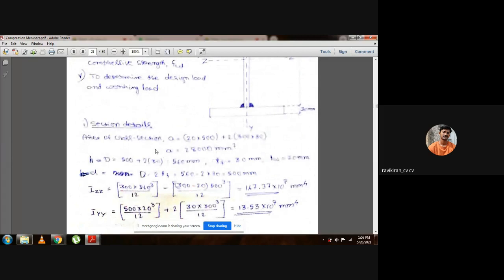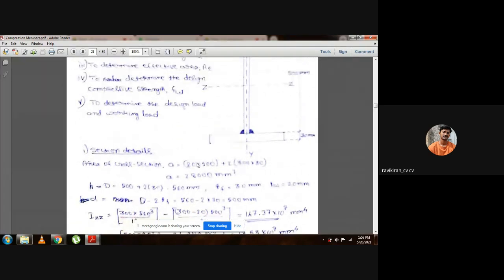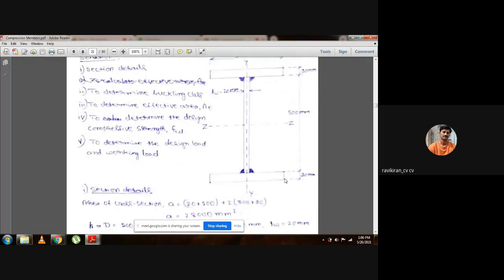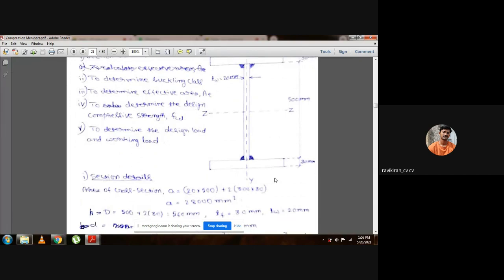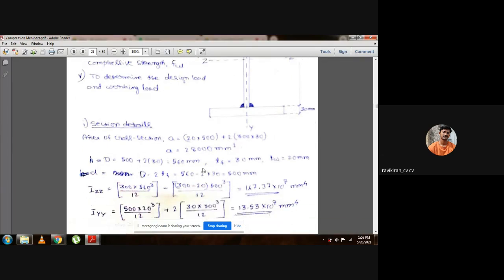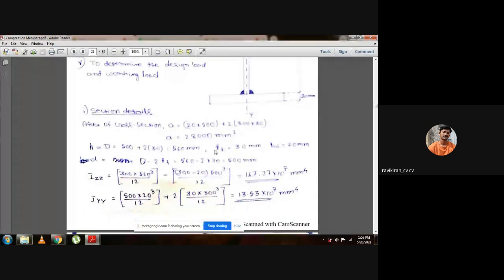What is area of cross section? Firstly, we need to calculate the total area. So section is given as, see here, 300 by 30, and this is 500, thickness is 20. Same way, this is also 300, thickness is 30. So total area, 20 into 500 plus 2 times flange width into thickness, will give us 28,000 mm square.